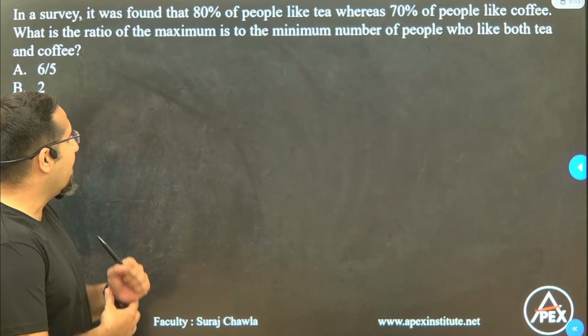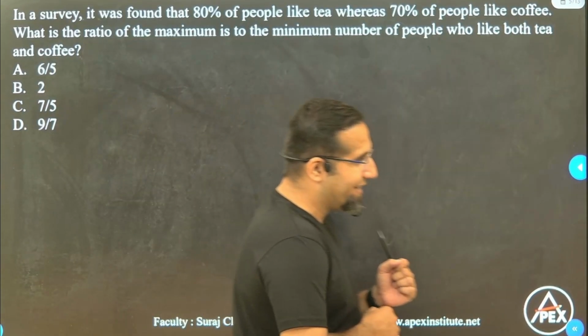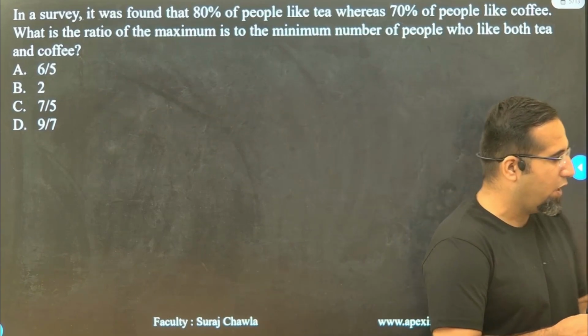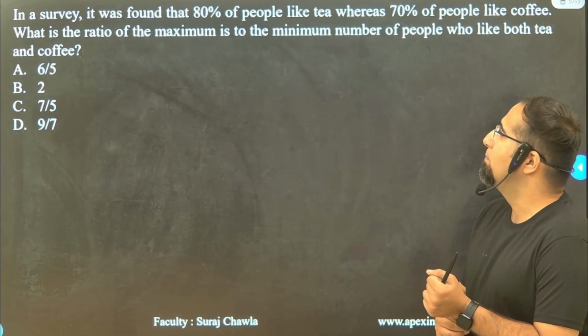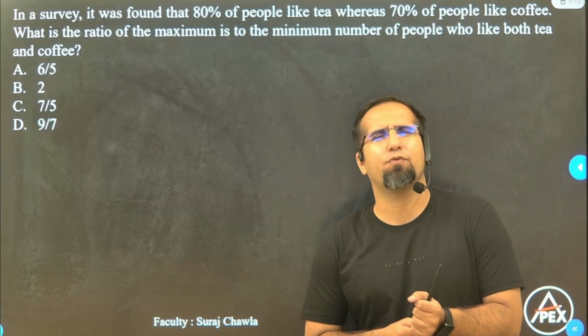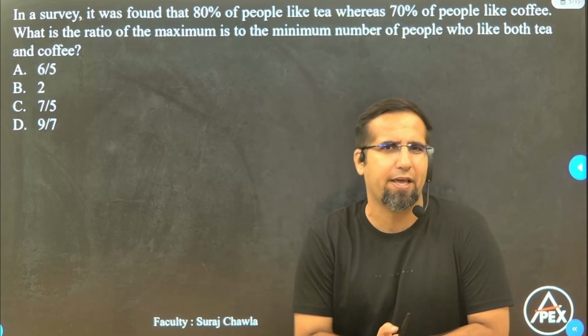Now, in a survey, it was found that 80% of people like tea, 70% of people like coffee. What is the ratio of maximum to minimum number of people who like both tea and coffee? So, again, a very beautiful question on Venn diagrams and a two-set Venn diagram.